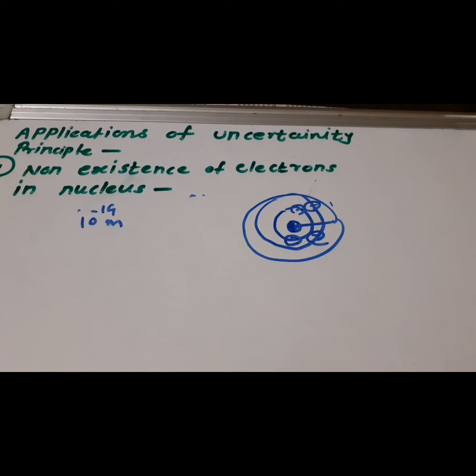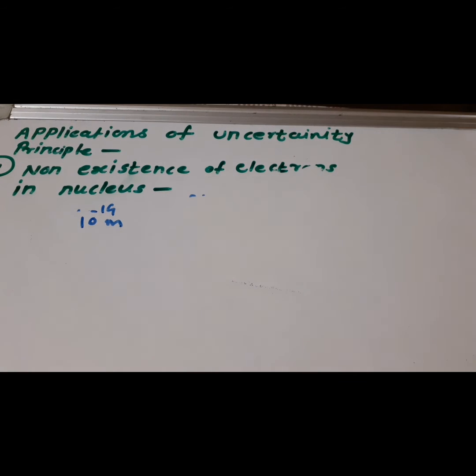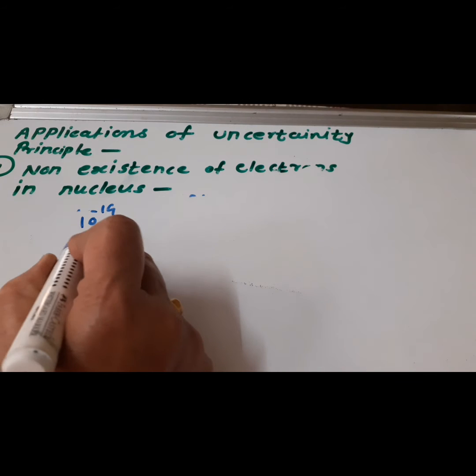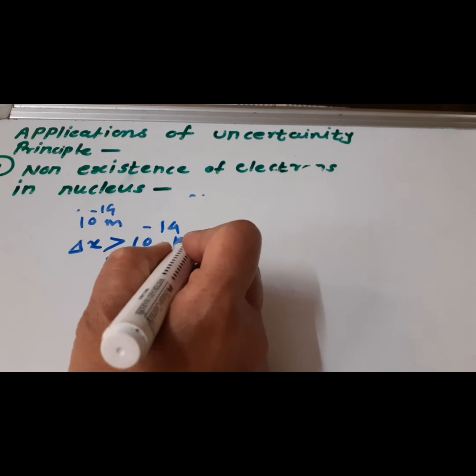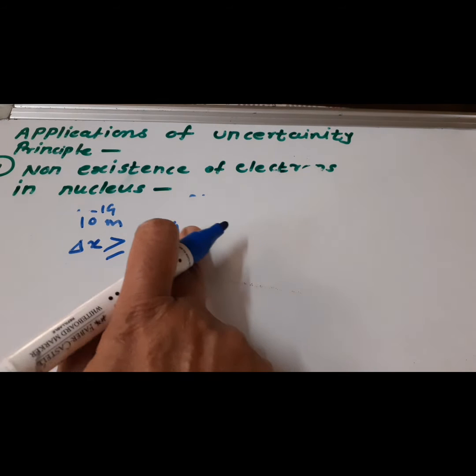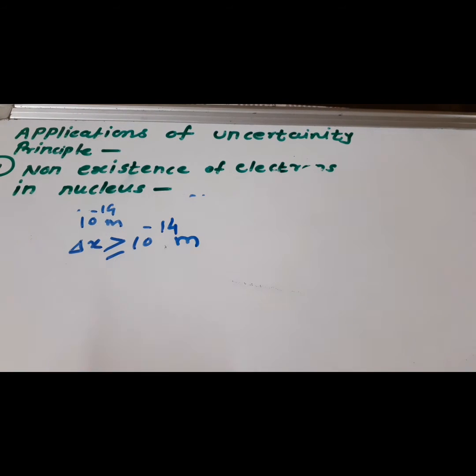Hence, if the electron is to exist within the nucleus, the uncertainty in its position can be written as delta x is greater than or equal to 10 to the power minus 14 meter. What is delta x? Delta x is the position error or uncertainty in position.